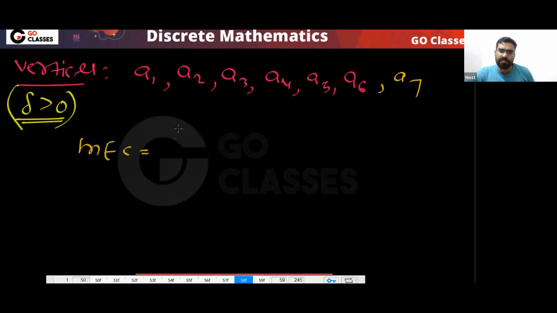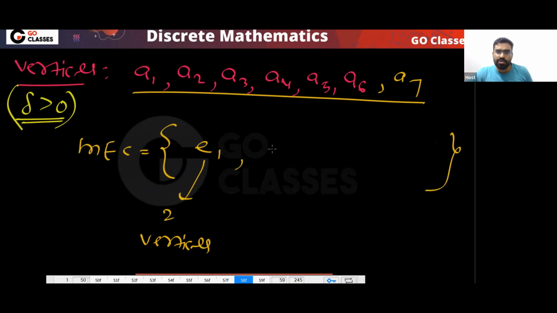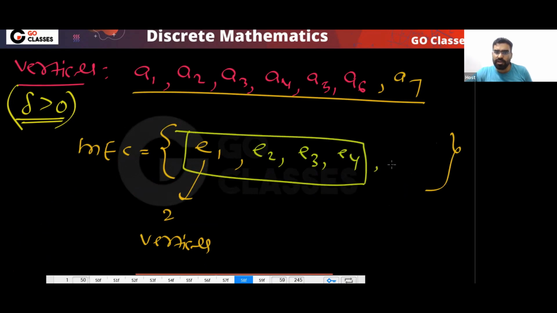Minimum edge cover. So you can notice one edge will cover only 2 vertices. This will only cover 2 vertices. So if you want to cover all the 7 vertices, then you need at least 4 edges. E2, E3, E4. At least 4 you need.